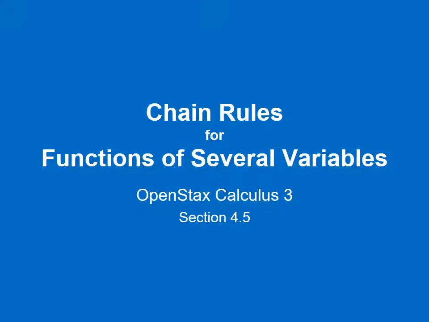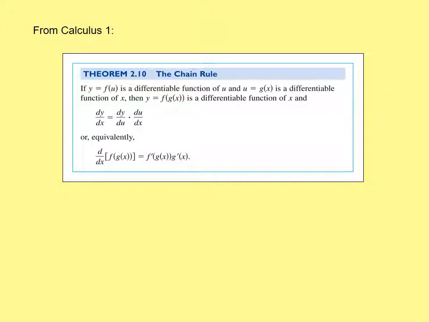Now in this section, we want to be looking at the chain rules for functions of several variables. Now here in this excerpt from the Calculus 1 textbook, you can see the definition of the chain rule. Let me just show you how some of the interpretation for this goes.